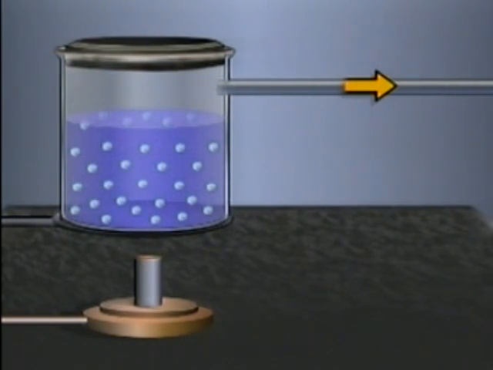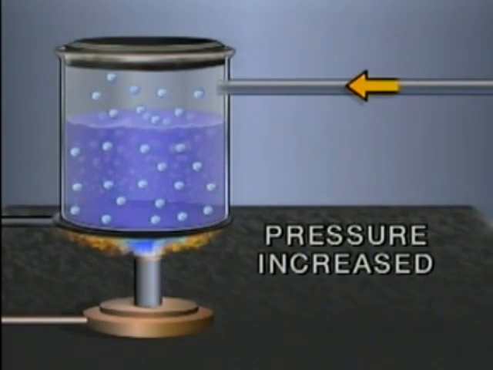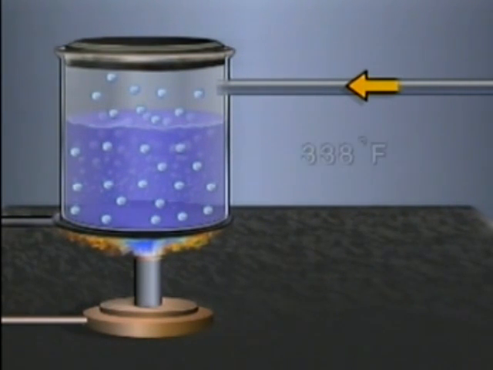On the other hand, if the external pressure is increased, the temperature required to boil the liquid will also increase. If the pressure is increased, for instance, by 100 pounds per square inch, the boiling temperature will increase. In this case, the water will not boil until its temperature reaches 338 degrees Fahrenheit. The higher temperature is necessary to give the liquid molecules sufficient energy to overcome the increased pressure on the liquid.